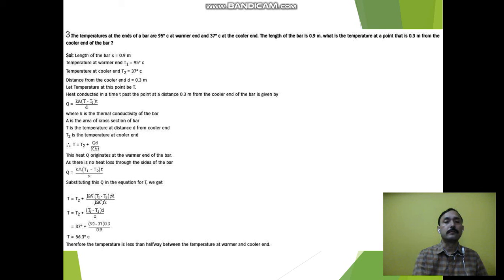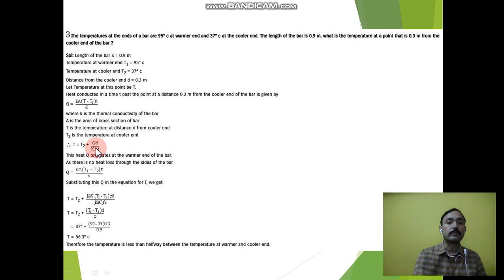And we know these terms. T is the temperature at a distance D from the cooler end. Thus, from this formula we can write T is equal to T2 plus Q D by K A t. As the heat Q originates at the warmer end of the bar, there is no loss of heat to the sides of the bar we are considering. Q is equal to K A (T1 minus T2) into t by X.